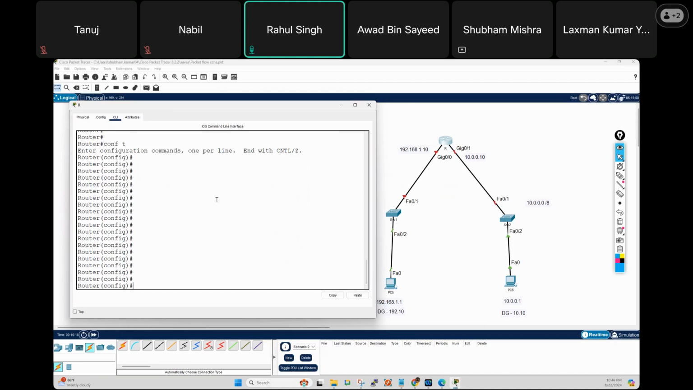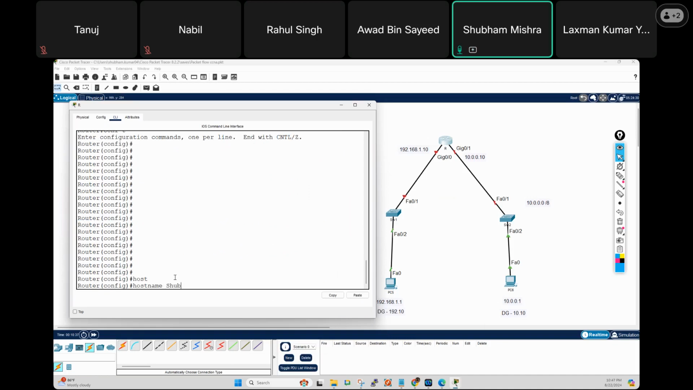So first, guys, what is the host name of this router? Router. If you want, you guys can change the host name. This is called host name. Okay? See, this is the command: hostname. Let's suppose I am writing Shubham. See now, what is the host name? Clear? Everyone, tell me. Understand now? Yes. Understand.